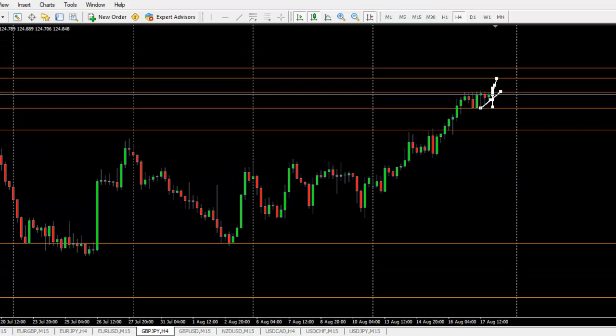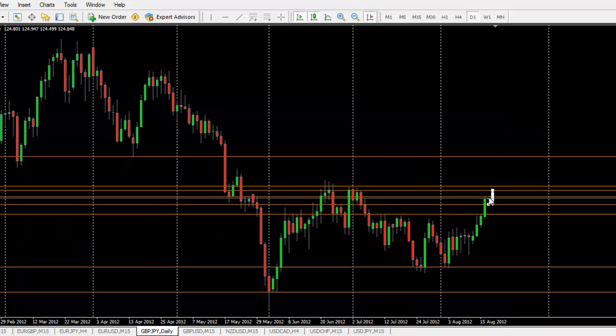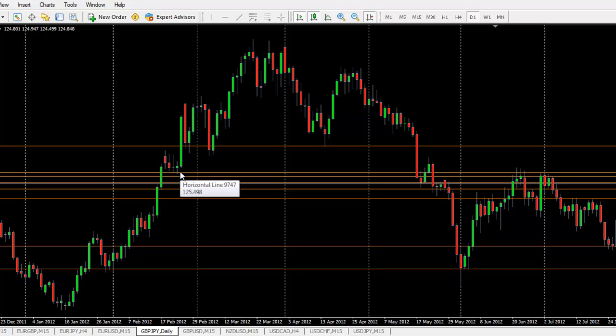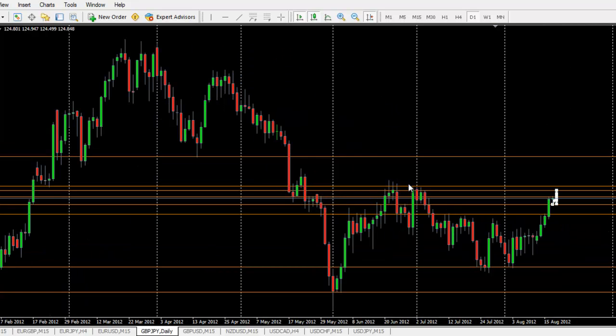On the 4-hour chart, we've had some very nice movement upwards. The daily, again, the same thing, but again, we are at some really heavy resistance in this area. We've definitely got some issues with this price here again.